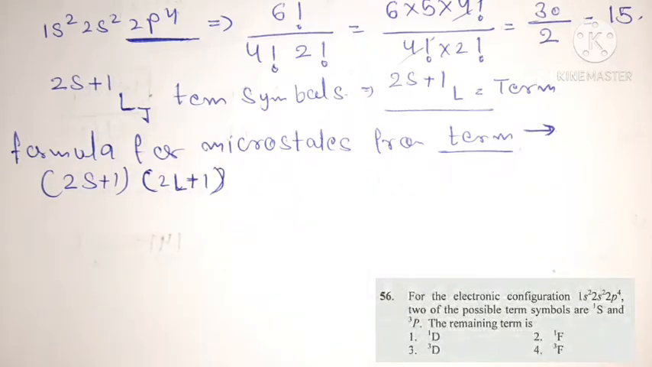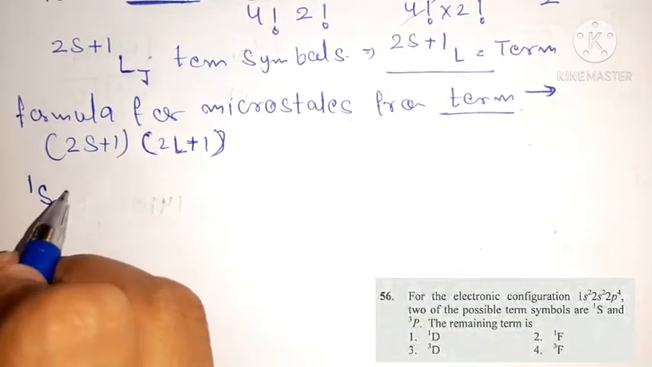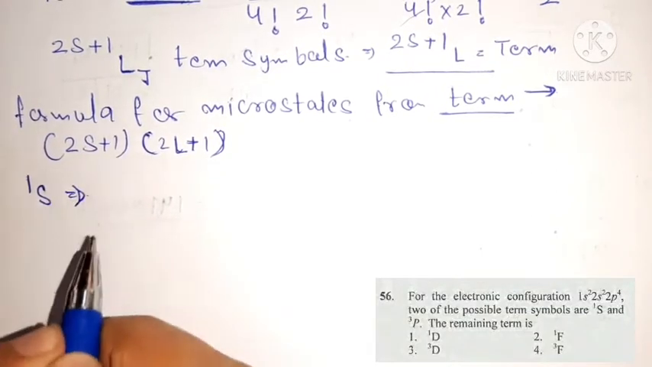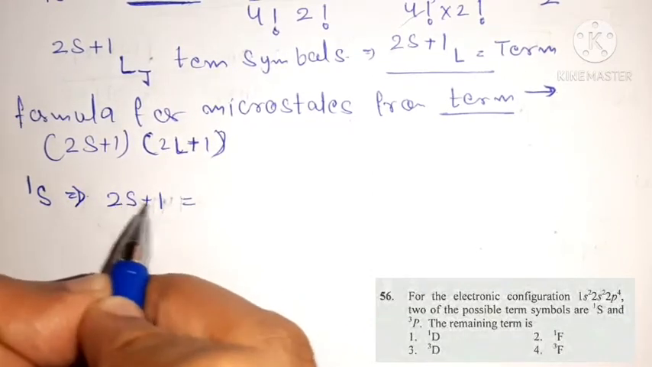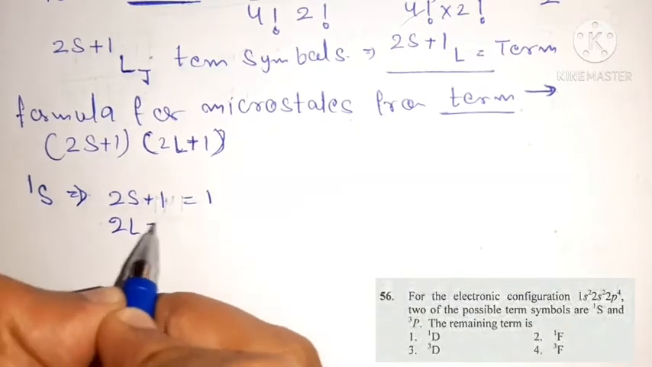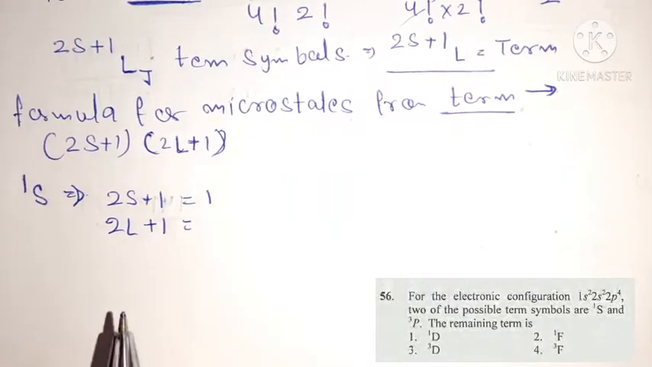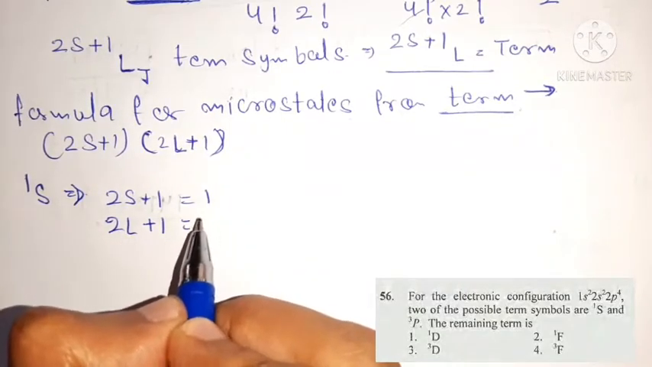Okay, now in our question we have two terms, that is 1S and 3P, and we must find the third term which is related to this electronic configuration. Okay, so first of all we have a 1S term. So for 1S term, the number of microstates will be, see, the value of 2S plus 1 is 1. Okay, and the value of 2L plus 1 will be, see, the L for S is 0, so 2 multiplied by 0 is 0, so this will be 1.